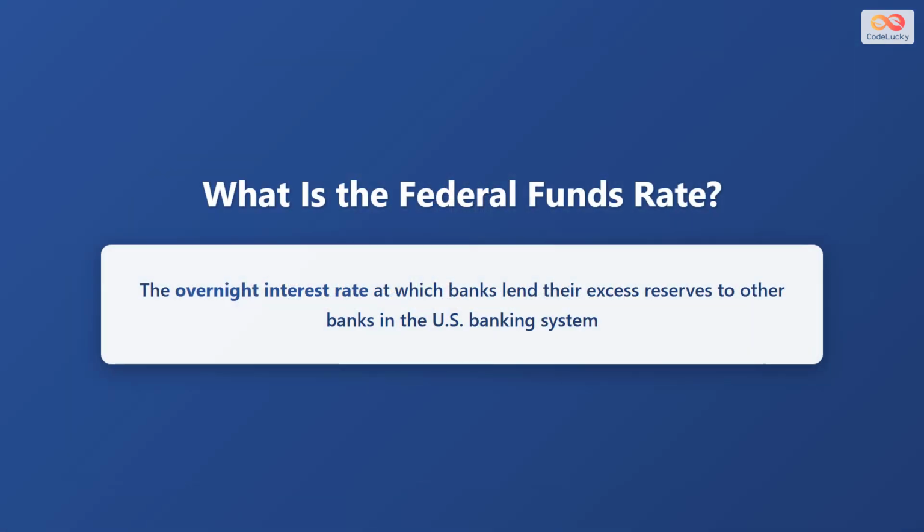So, what exactly is the federal funds rate? It's the overnight interest rate at which banks lend their excess reserves to other banks in the U.S. banking system. Think of it this way: banks are required to keep a certain amount of money in reserve at the Federal Reserve. At the end of each day, some banks have more reserves than they need, while others fall short. The federal funds rate is what banks charge each other for these very short-term loans, typically just overnight.